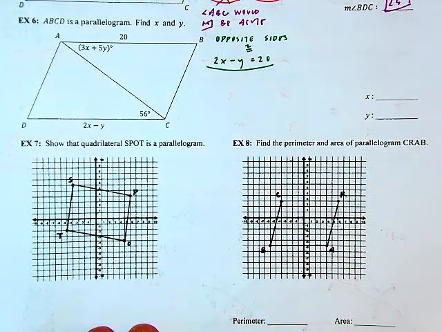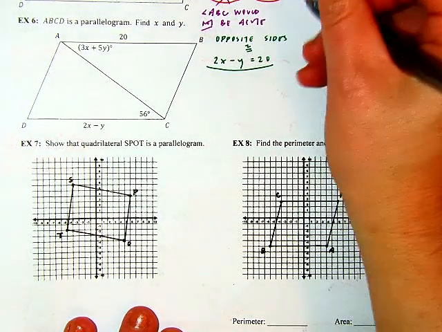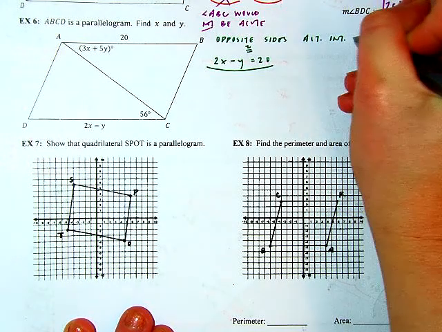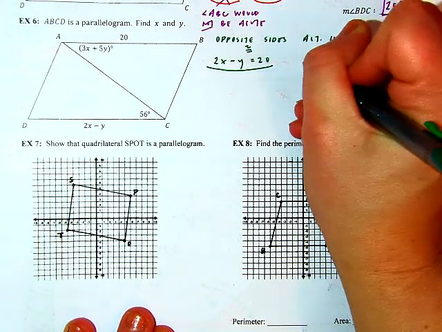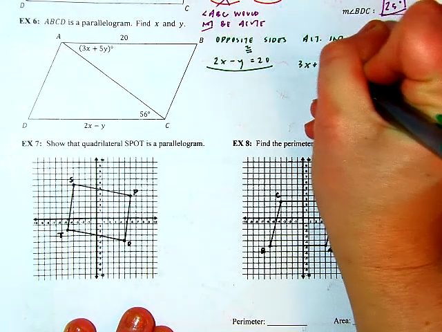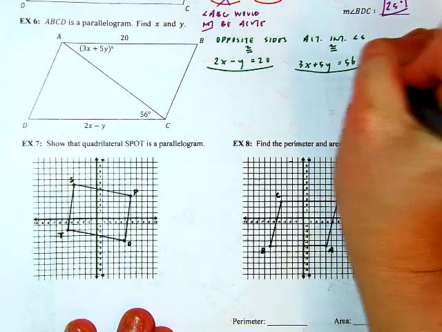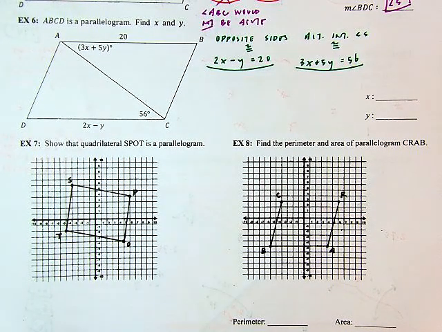Okay, well, I have two variables. That's not helpful. I can't solve for x or for y just yet. I also know that my alternate interior angles are congruent. So I know then that 3x plus 5y equals 56. And I see the same problem, right? I see x and y, and then I see a constant, but I can't solve for just x or just y. But I do have these two equations.